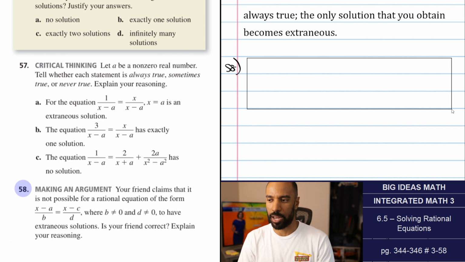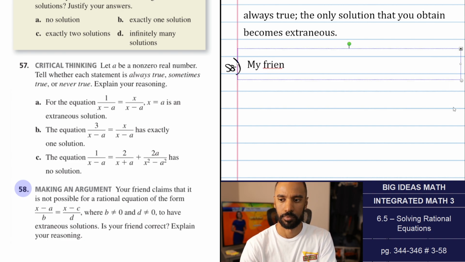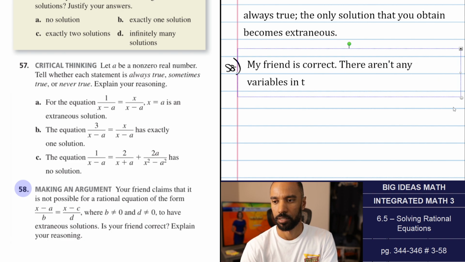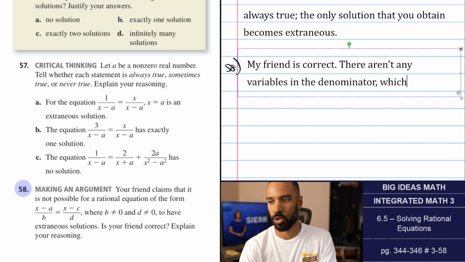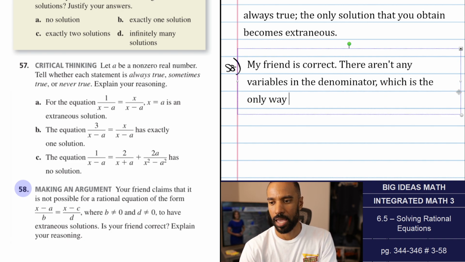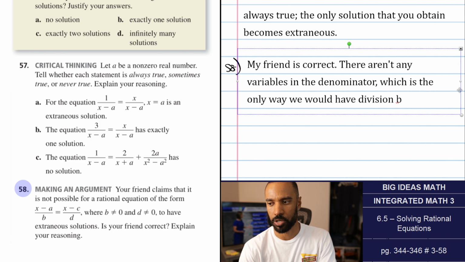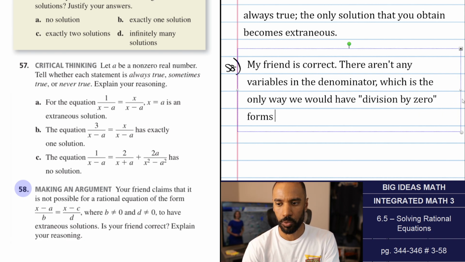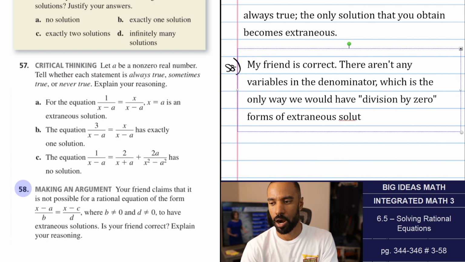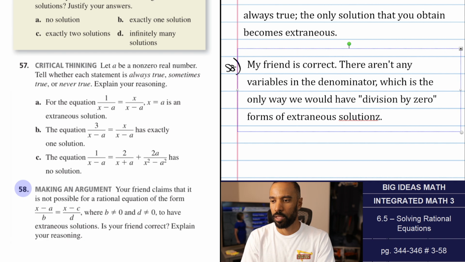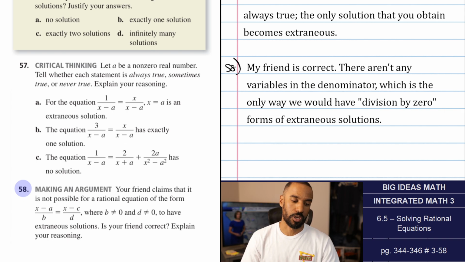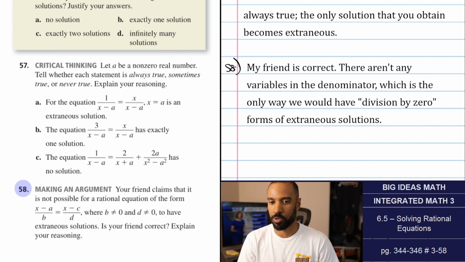There are no variables in the denominator. There aren't any variables in the denominator, which is the only way we would have division by 0, forms of extraneous solutions. See, that's what we're looking for. But there are no variables in the denominator. So without that, there's no concern. B and D aren't variables. Those are numbers. They're non-zero values, I suppose, is the way we're trying to say.